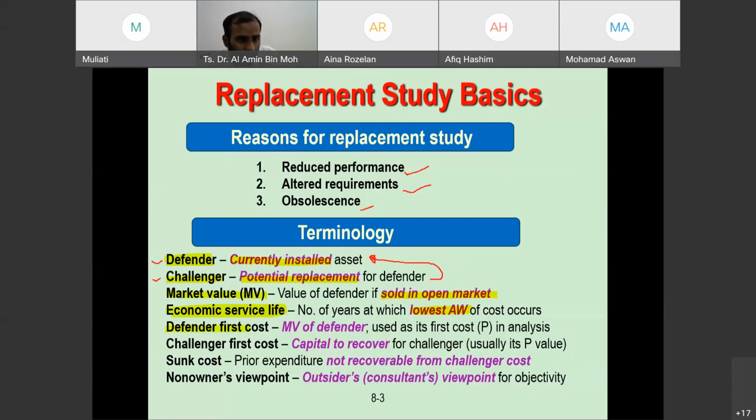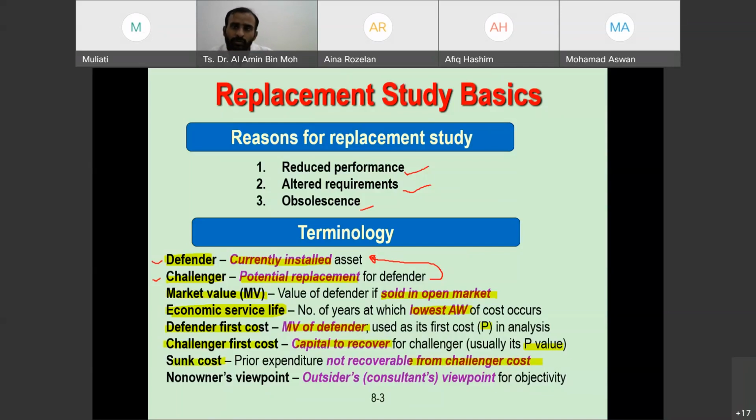Defender first cost is the market value of the Defender. Usually we're going to use it as P, present worth, and Challenger's first cost is capital to recover. For Challenger, it's also P. Sunk cost is pre-expenditure not recoverable. Non-owner's viewpoint is the third-party view. That's fine. Some of it you need to understand, since we are going to use that terminology like Defender and Challenger. I think the top 5 here we are going to use frequently.